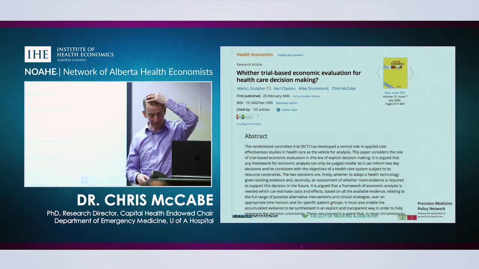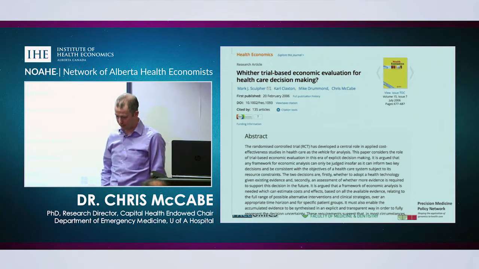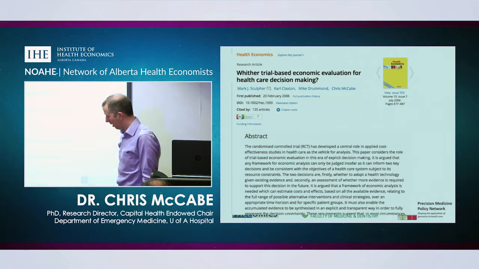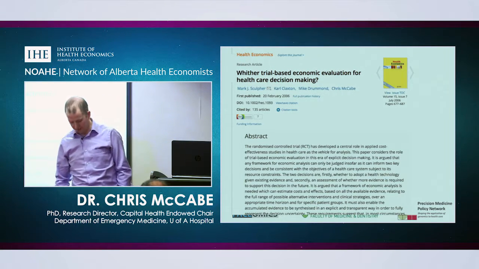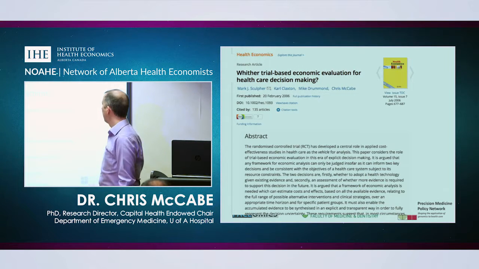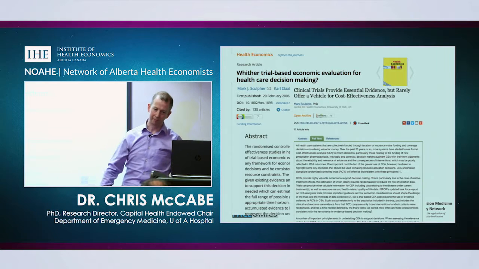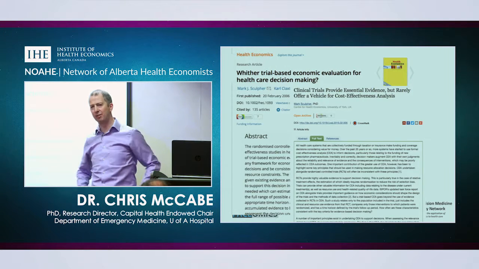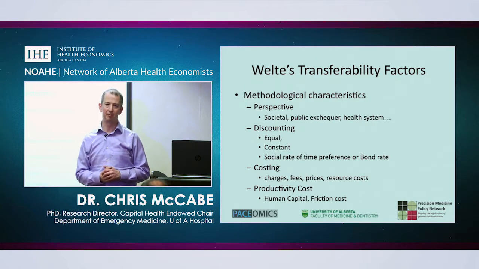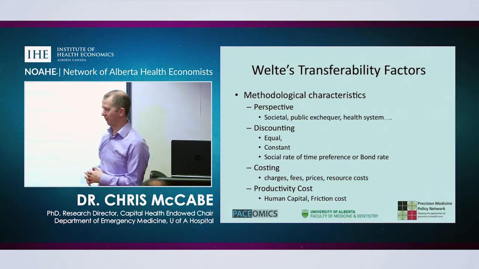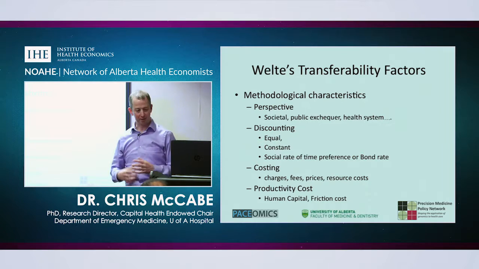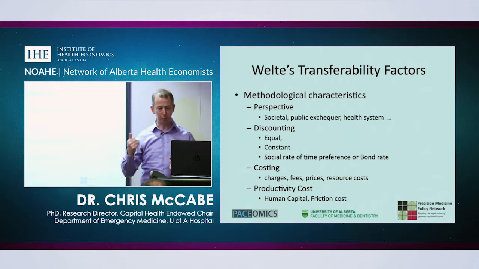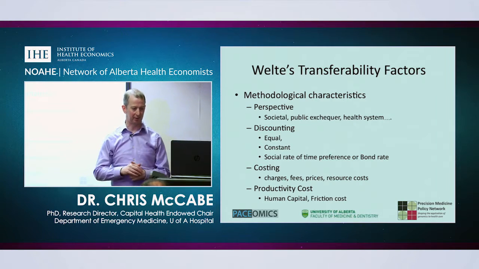Thankfully, there's been a fair bit of work dating back over the last 10, 12 years on how you should do this. And the first really good paper was by Welte and colleagues out of the Netherlands. And they set up a really careful structure and process for evaluating the transferability of cost effectiveness analyses. And I just want to take you through that. There's been other papers done subsequently, but they've all built on it and essentially are doing a very similar thing.